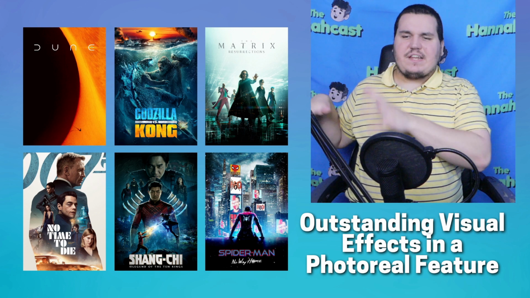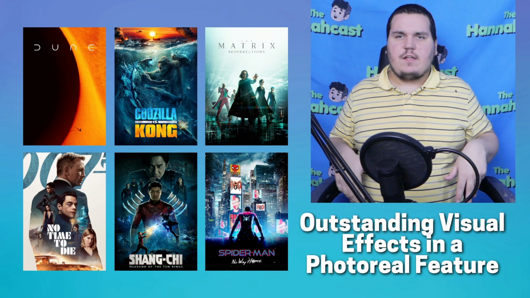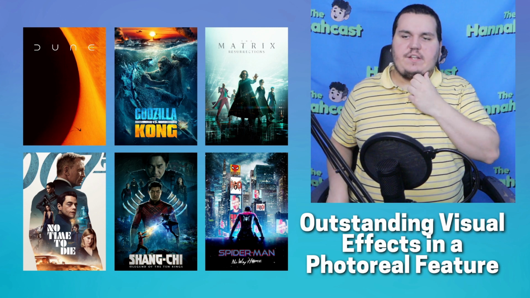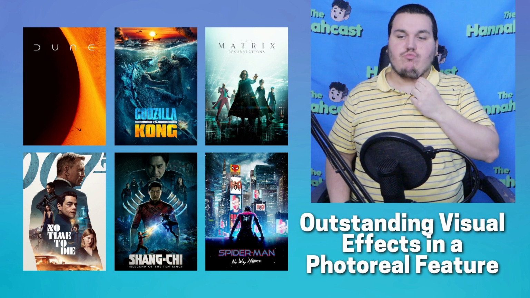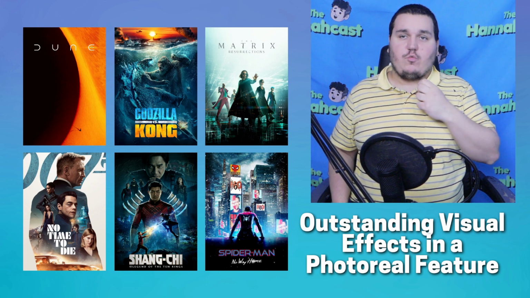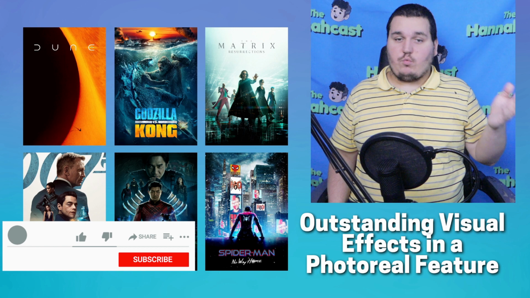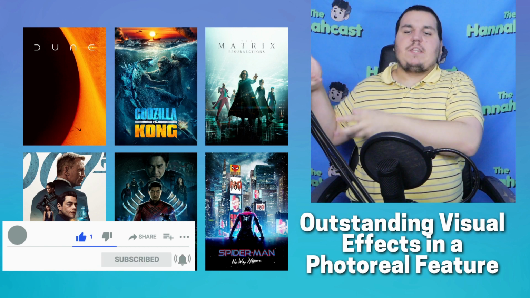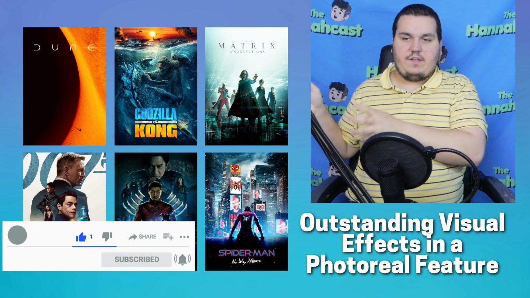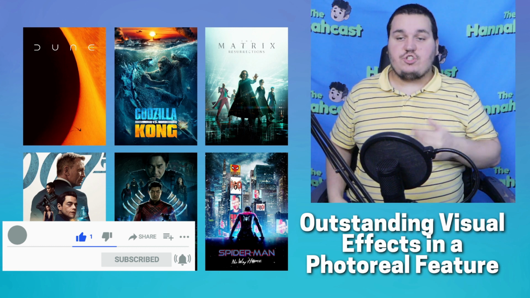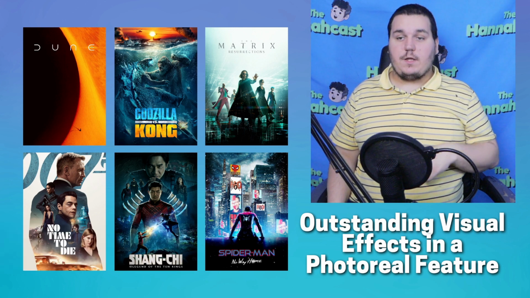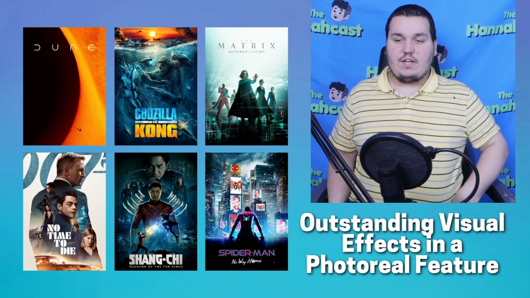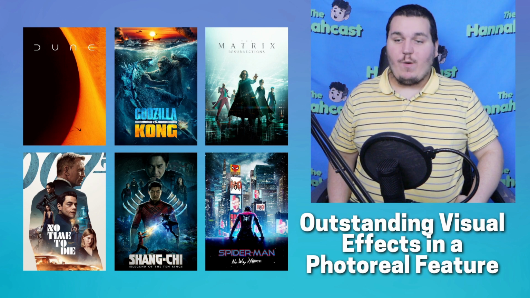This category has had a bunch of different name changes. One of the names it had in the past was Outstanding Visual Effects in a Visual Effects Driven Photoreal Feature. Although, granted, you can already tell that's a really long thing. But basically, this is the big prize for the big visual effects movies. And their nominees are Dune, Godzilla vs. Kong, The Matrix Resurrections, No Time to Die, Shang-Chi and the Legend of the Ten Rings, and Spider-Man: No Way Home.